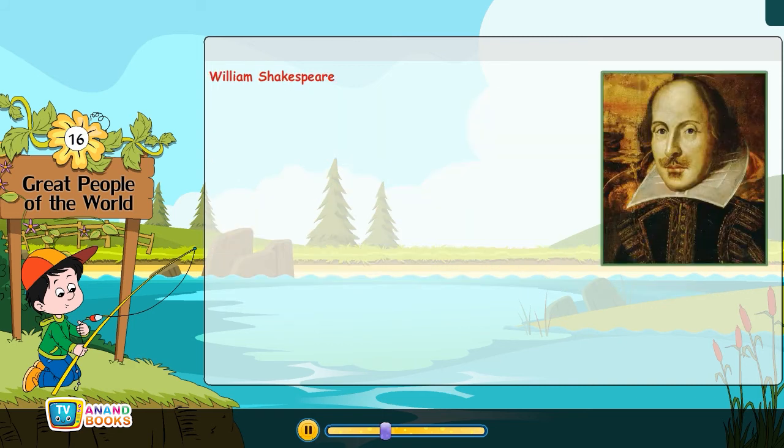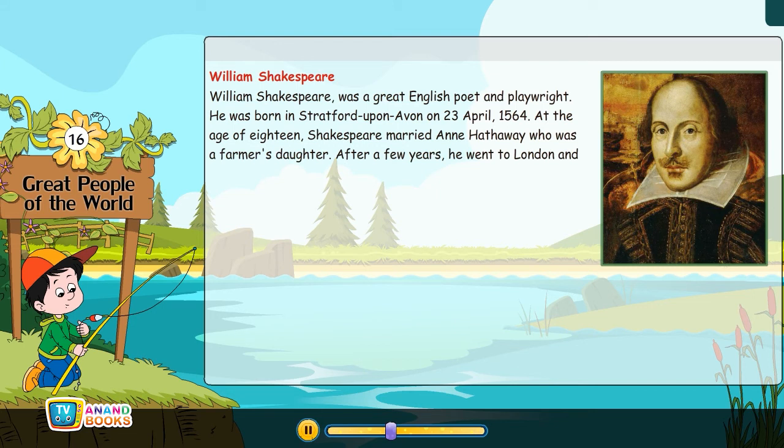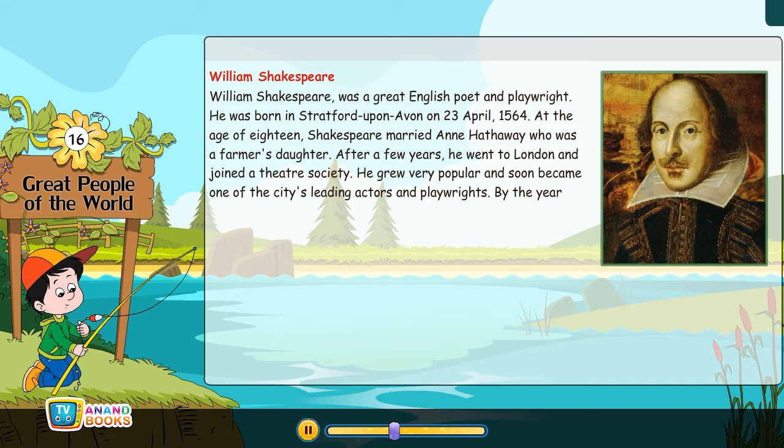William Shakespeare. William Shakespeare was a great English poet and playwright. He was born in Stratford-upon-Avon on 23rd April 1564. At the age of 18, Shakespeare married Annie Hathaway, who was a farmer's daughter. After a few years, he went to London and joined a theatre society. He grew very popular and soon became one of the city's leading actors and playwrights.